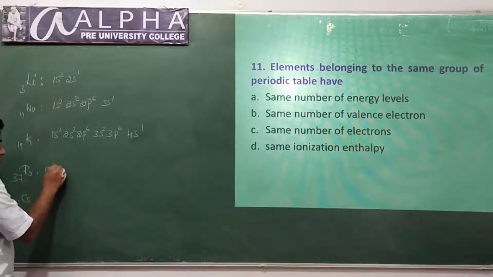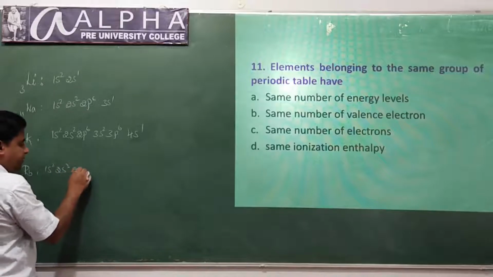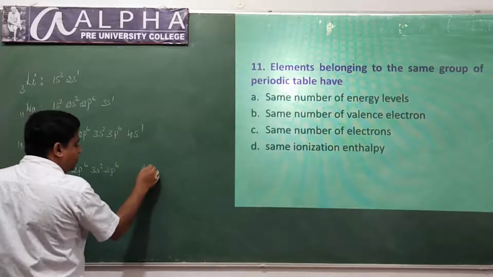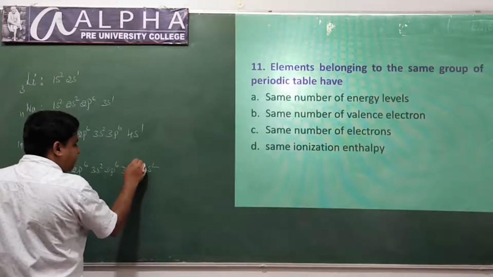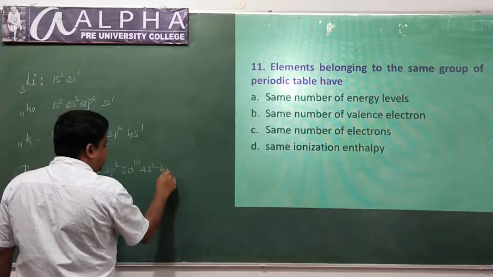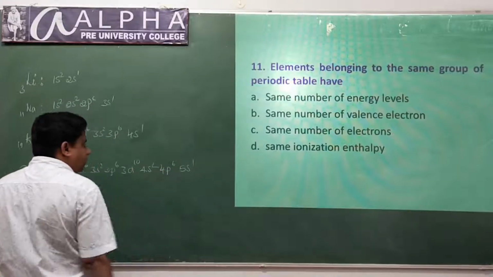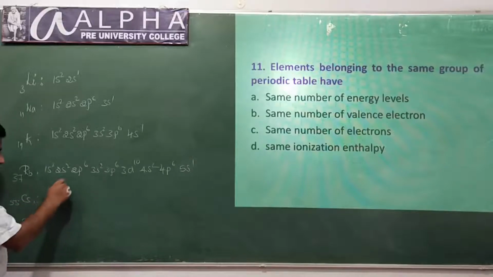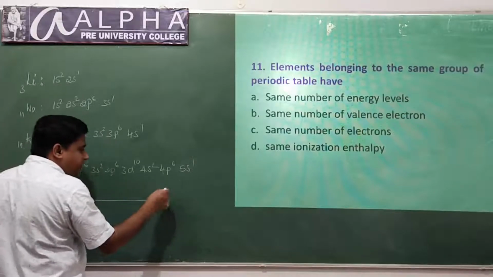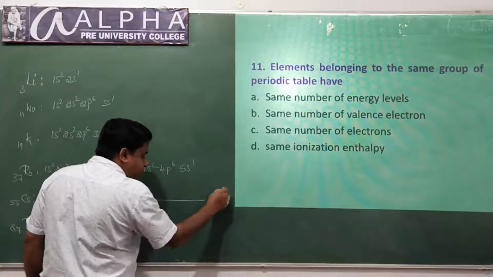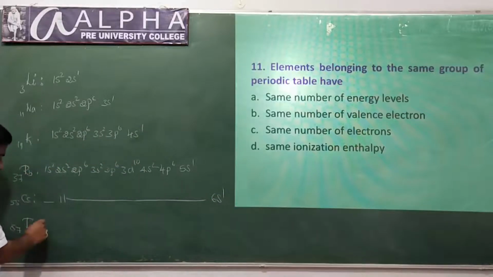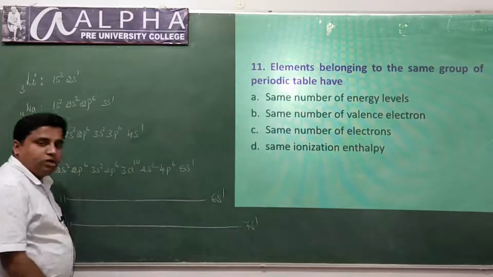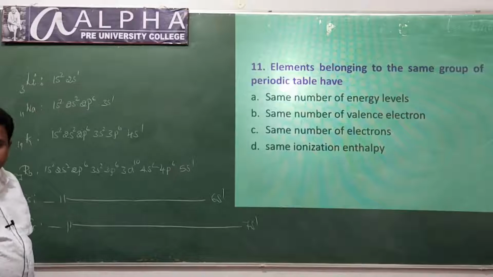Rubidium is 1s2 2s2 2p6 3s2 3p6 4s2 3d10 4p6 5s1. Like that cesium is 1s2 2s2 2p6 3s2 3p6 and so on, ending with 6s1. Francium is the same, and it will end with 7s1.